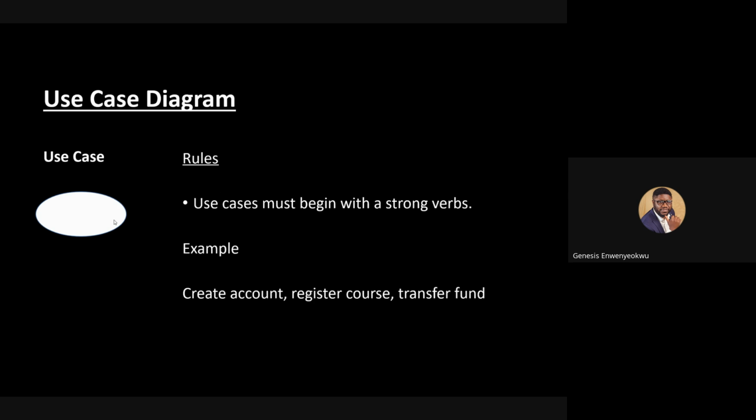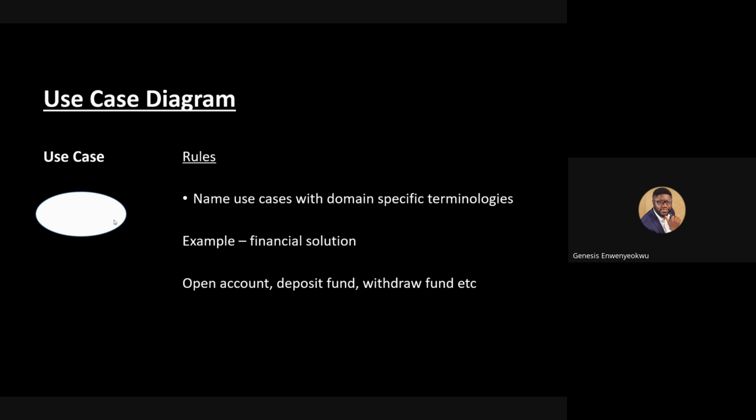Now, what are some of the rules we need to keep in mind when we are actually drawing use cases? Number one is that your use cases must begin. It's a thing of must. It must begin with a strong verb. And that is to show an action that is to be performed. So things like create accounts, register course, transfer fund. You see the strong verb: create, register, transfer, right? You won't title your use case as account creation. No, you're basically starting with a noun, and you don't start naming your use cases with a noun. A use case has a noun, but you must make sure that the very first word in your use case is a verb, right?